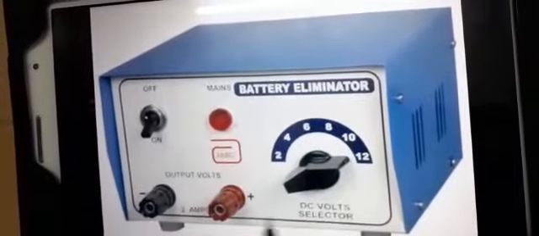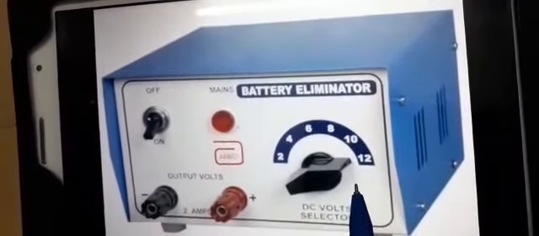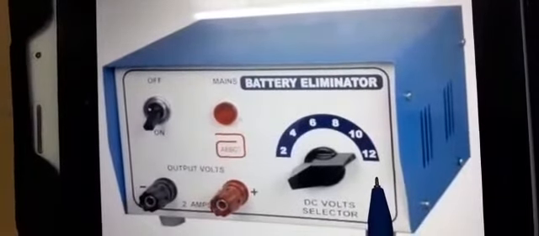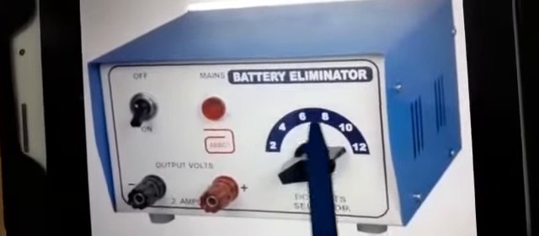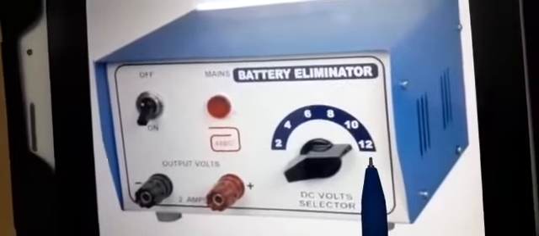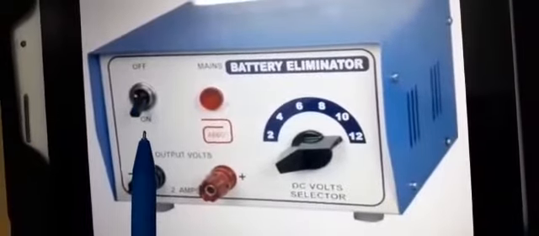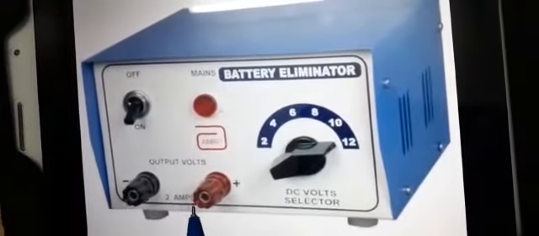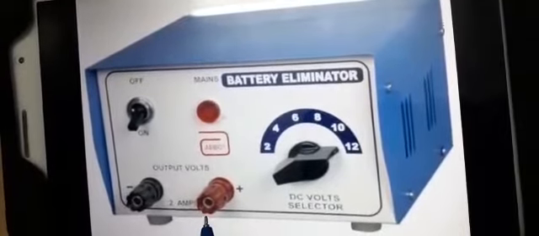Basically this battery eliminator converts AC into DC, as our AC voltage is 220 volt, so converting it into DC. The maximum value here we are taking is 12 volt. This is the on-off knob. Now here, this is the negative terminal of the battery and this is the positive terminal of the battery.